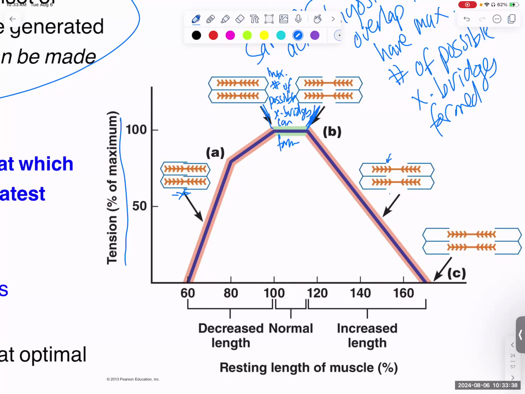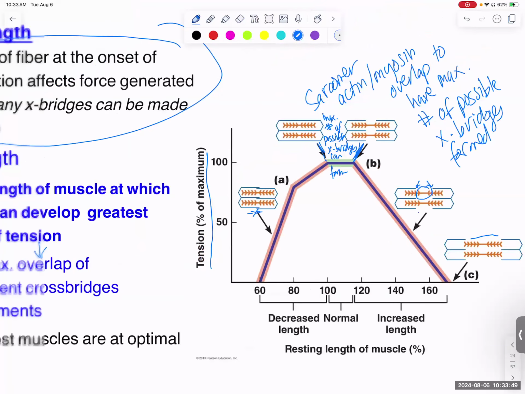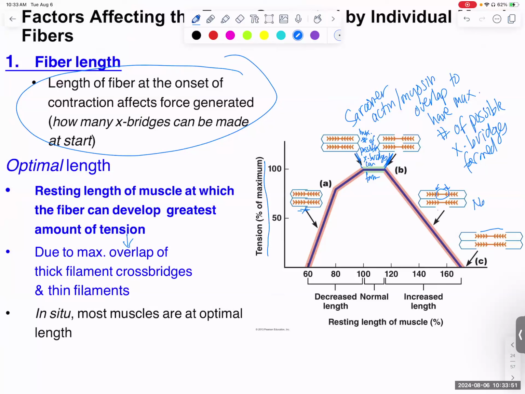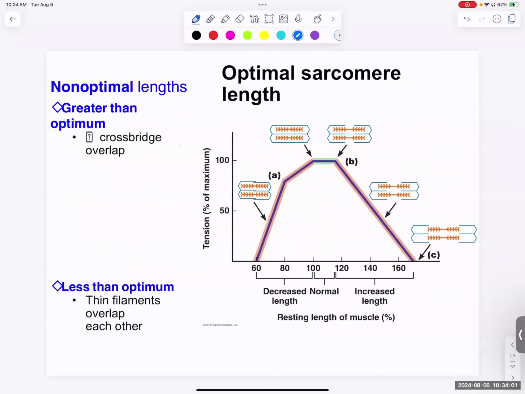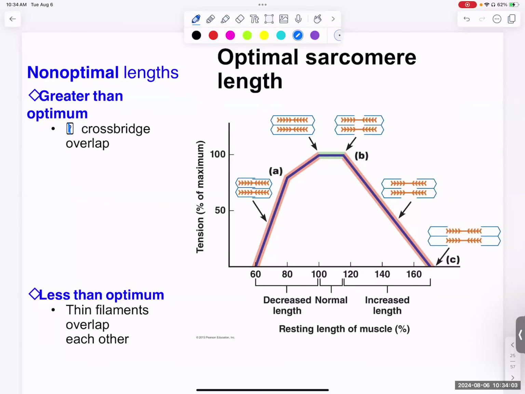Here, you can't have max. Some of these myosin heads are not overlapping an actin strand. Here, many myosin heads are not overlapping, so you're not going to have max cross bridges possible in this scenario. And so fiber length matters. You need optimal overlap.